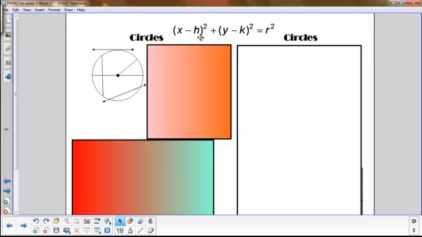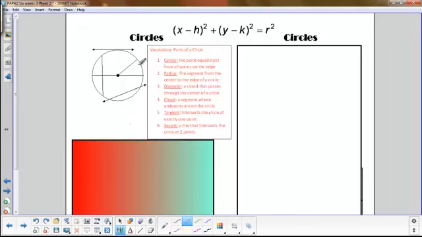This is the standard form of a circle. Alright, the parts of your circle include these 6 vocabulary terms, so we'll go ahead and identify each one of them. Your center is located here. The radius is the distance from the center to the edge of the circle. The diameter is the chord that goes through the center. A chord is just a line segment that goes from one end to the other.